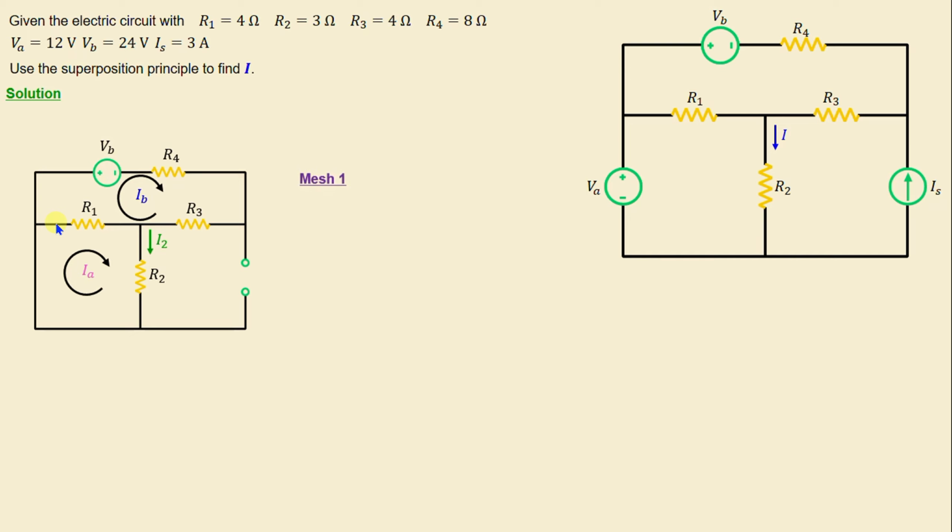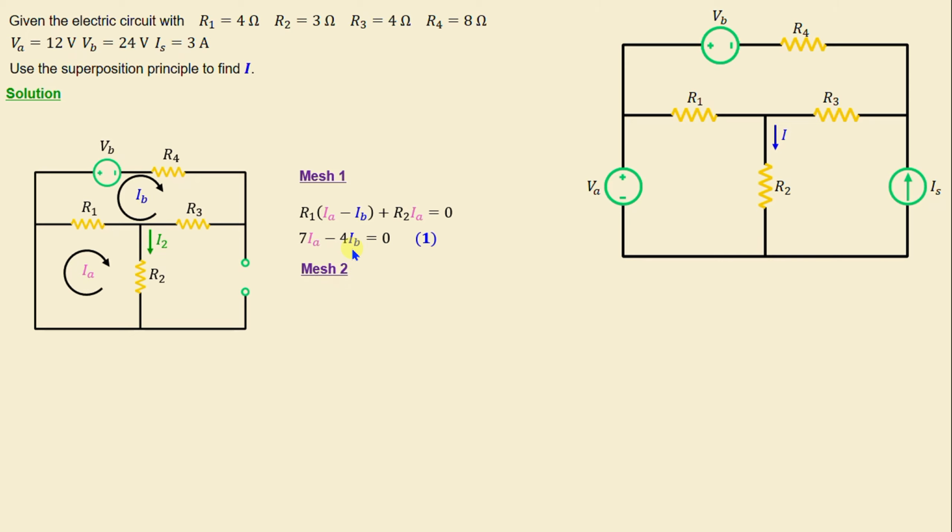Let's start first with mesh 1. By applying Kirchhoff's voltage law in mesh 1, we can write R1 times IA minus IB plus R2 IA is equal to 0. If we replace the resistors with their numerical values, we obtain 7IA minus 4IB is equal to 0.